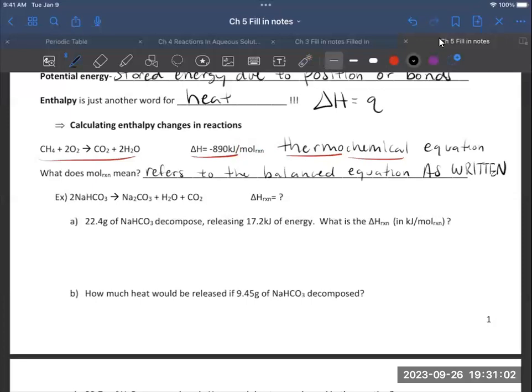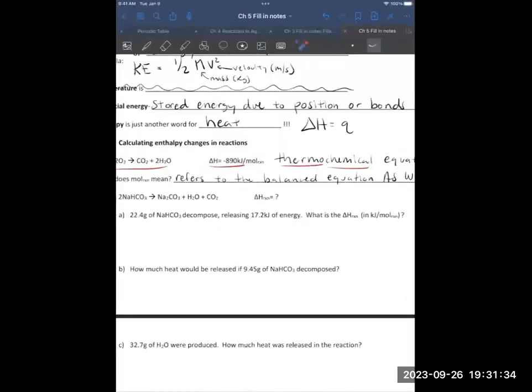So what I mean by that is that when 1 mole of CH4 reacts with 2 moles of O2 and produces 1 mole of CO2 and 2 moles of H2O, that's how much heat we're going to get out of it. So we're going to get 890 kilojoules of heat out of this reaction. So the mole ratios are what's important here. That's what the mole reaction means. If it happens in these mole ratios, this is the amount of heat that you're going to get out.